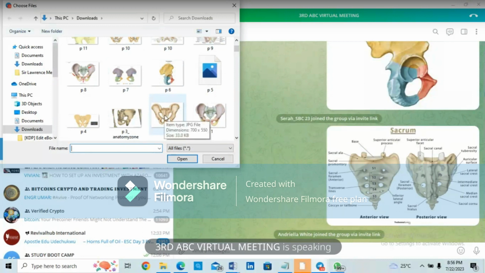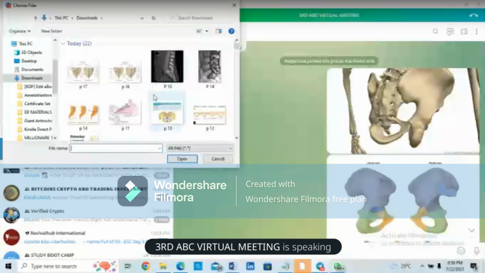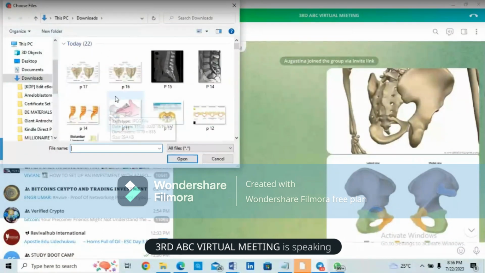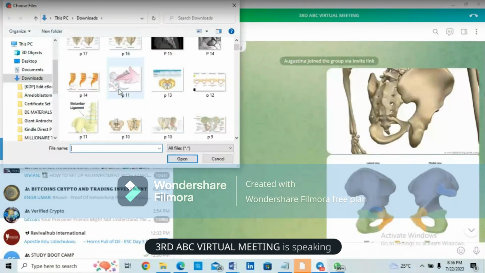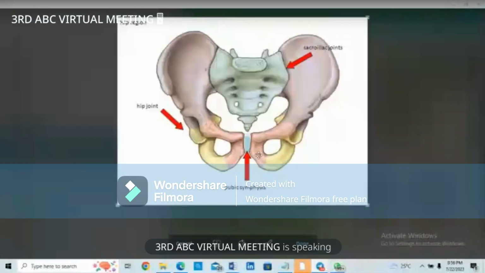So before I go into that, we are going to look at the major joints of the pelvis. The major joints are usually the sacroiliac joint, which I believe most of you know, and then you have your pubic symphysis. Alright, so those are the major joints. The sacroiliac joints, there are 2 on both sides, and the pubic symphysis.